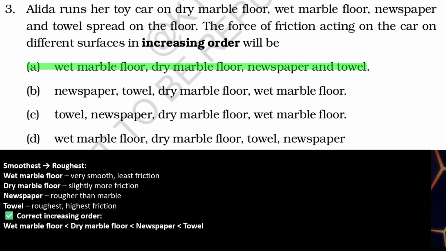Question number 3. Alida runs her toy car on dry marble floor, wet marble floor, newspaper and towel spread on the floor. The force of friction acting on the car on different surfaces in increasing order will be A. Wet marble floor, dry marble floor, newspaper and towel. From smoothest to roughest: wet marble floor very smooth and least friction, dry marble floor slightly more friction, newspaper rougher than marble, towel roughest with highest friction. The correct increasing order is wet marble, dry marble, newspaper, towel. Answer is A.